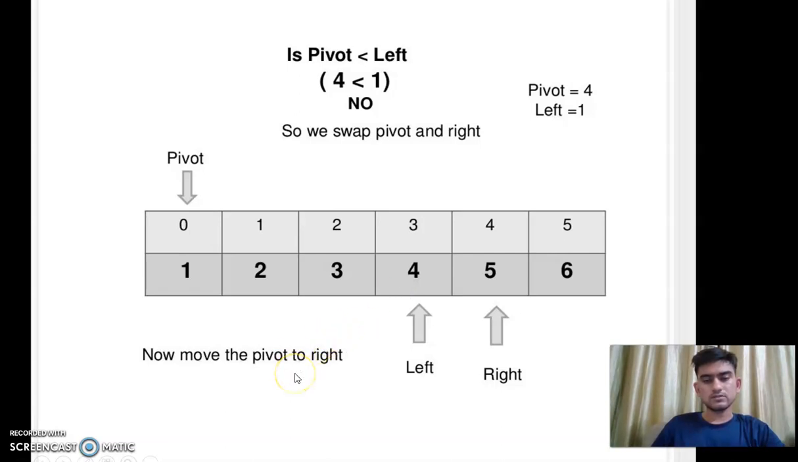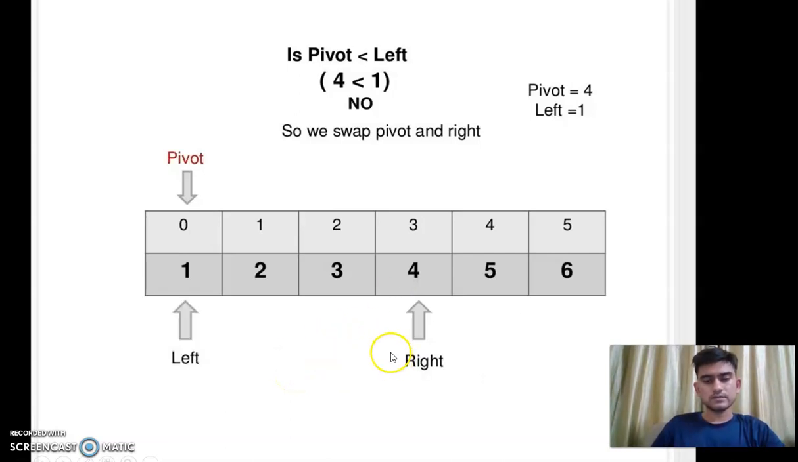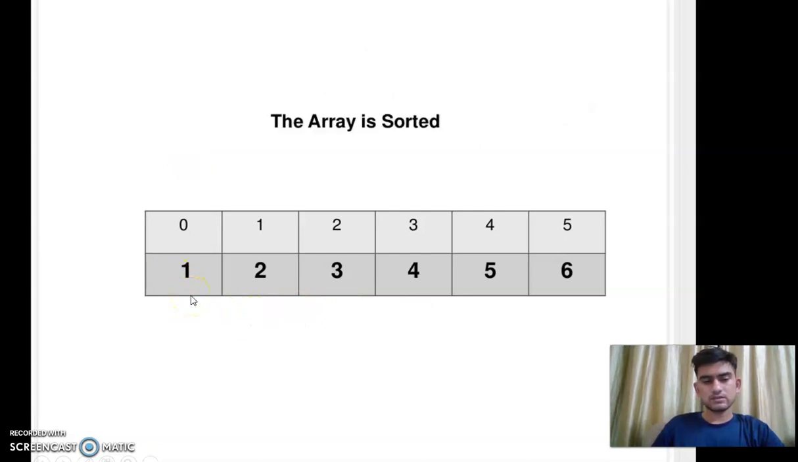Now move the pivot to the right. Now we will compare this. This is small. So basically the array got sorted. So we got the proper array in ascending order: 1, 2, 3, 4, 5, 6.